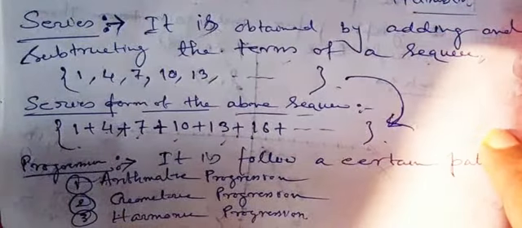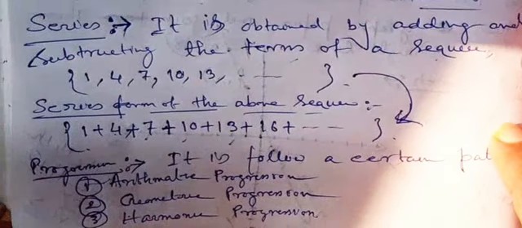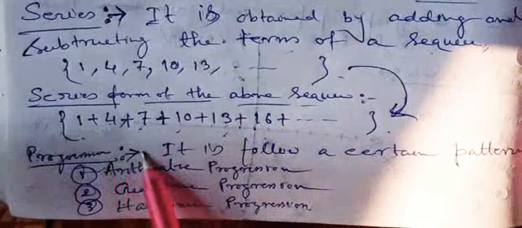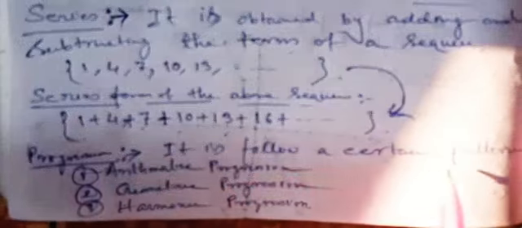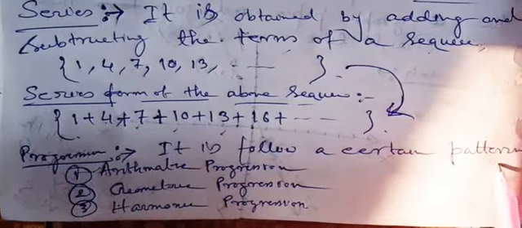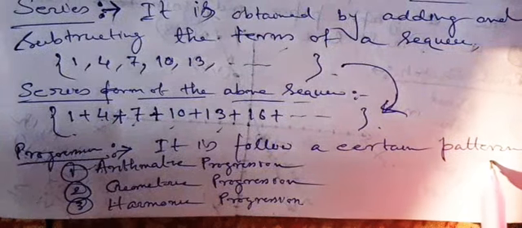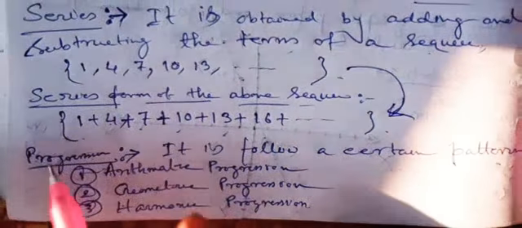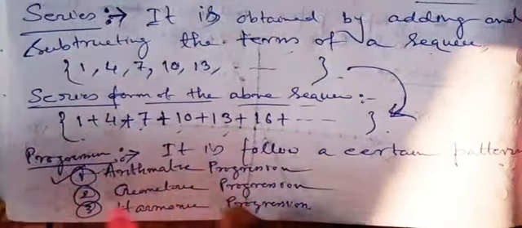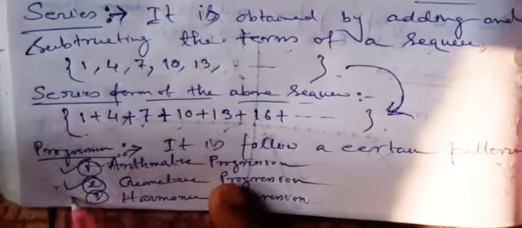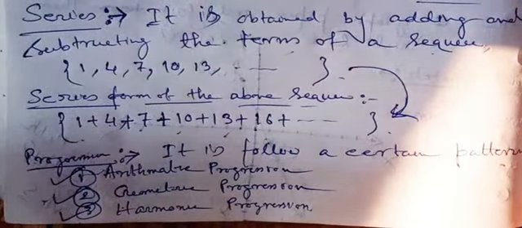Next, come to progression. What is a progression? A progression follows a certain pattern. There are three progressions: first is arithmetic, second is geometric, and the third is harmonic progression.